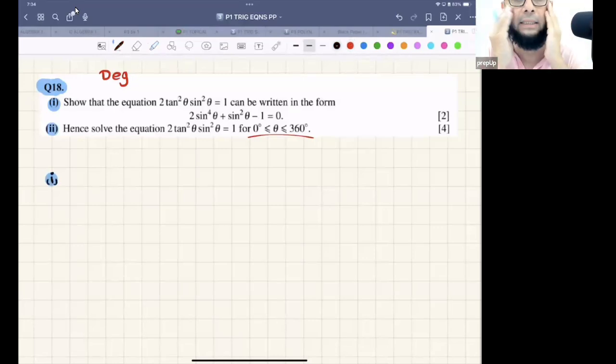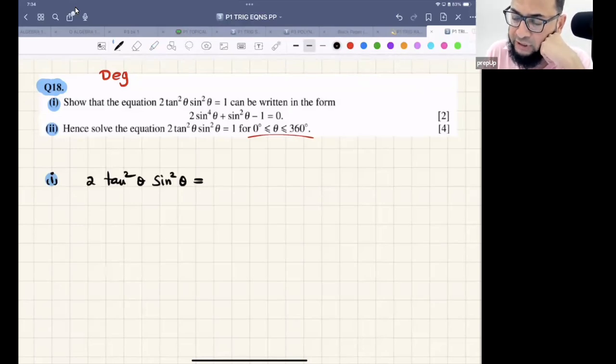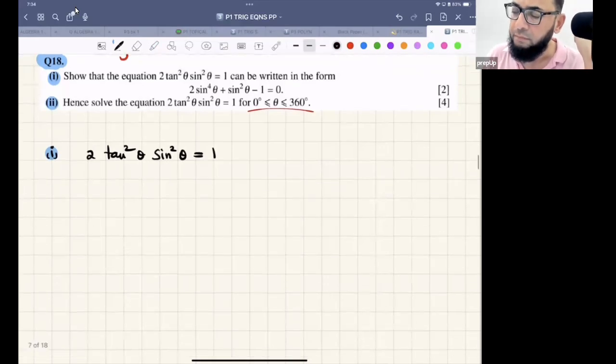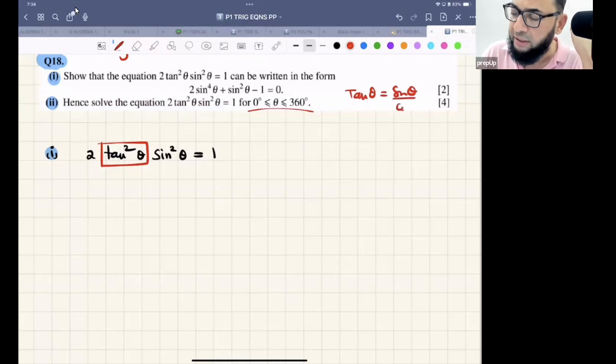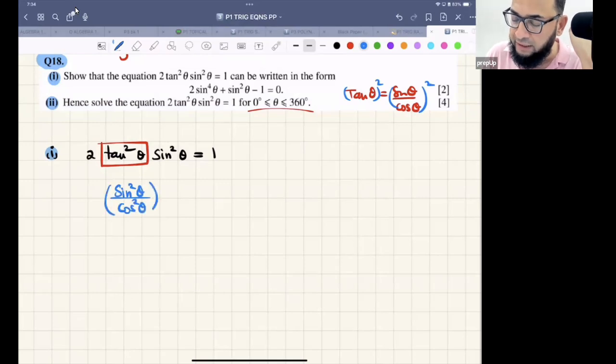Now the first part is you have to use some identity. So 2 tangent square theta sine square theta equals 1 can be written in this form. So what will we do? We will write tangent theta equals sine theta over cos theta. If I square both sides, what do I get? This is sine square theta over cos square theta, that is tan square theta. The 2 is still there, sine square theta still there, equals 1.